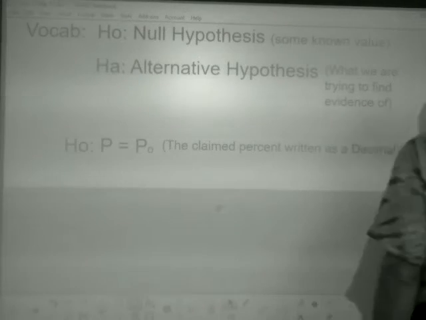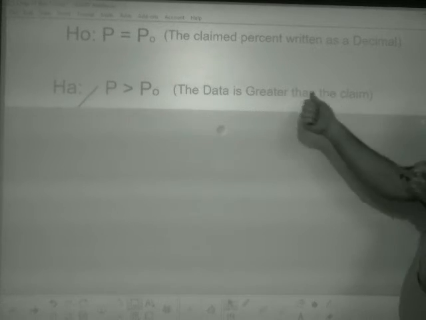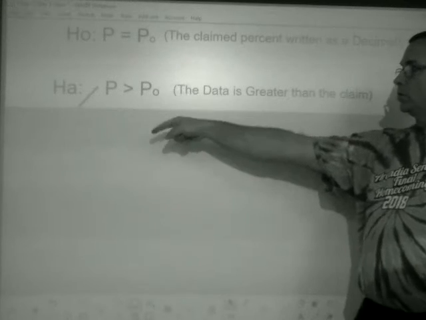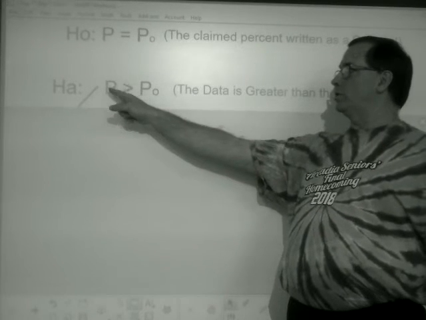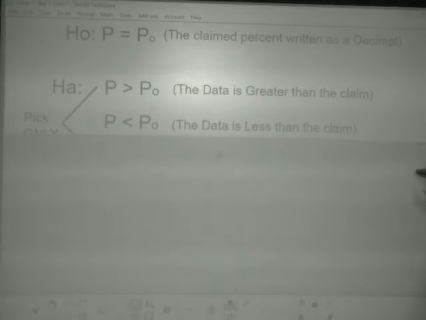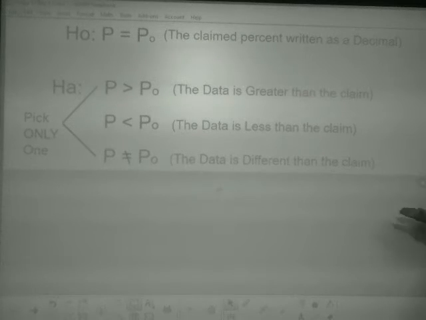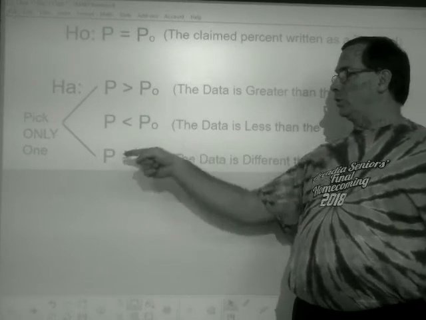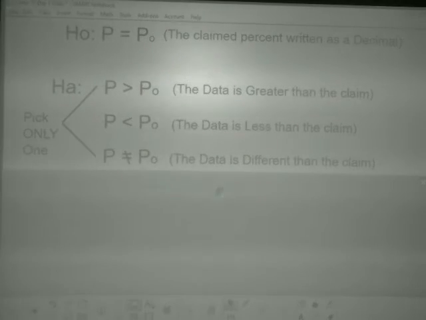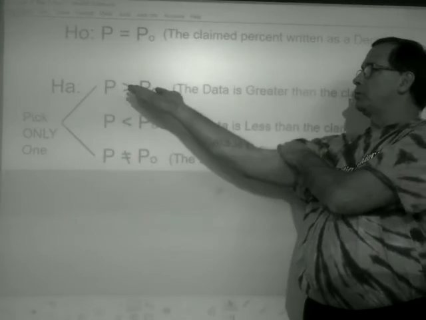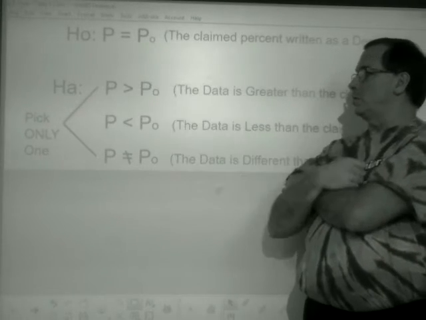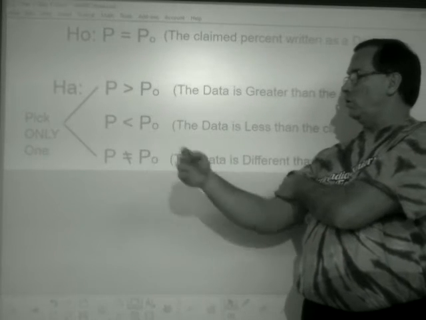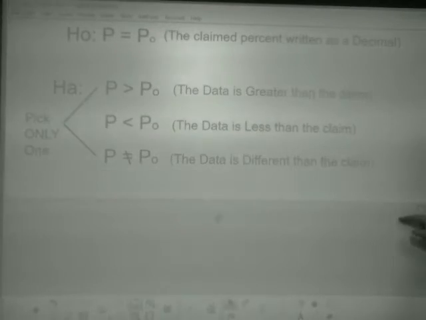Now, the alternative hypothesis can be one of three options. We can either say that the data that we got is greater than the claim, so the true value is now greater than the claim, less than the claim, or just different than or not equal to whatever the claim is. But you pick only one of these. Depending on what the question says, you choose one. If the question implies that the new stuff is greater than what you started with, you go with a greater than symbol. New stuff is less than what you start with, or if new stuff is different than what you start with.